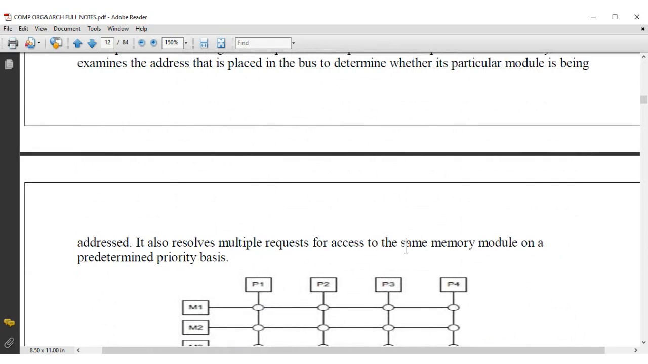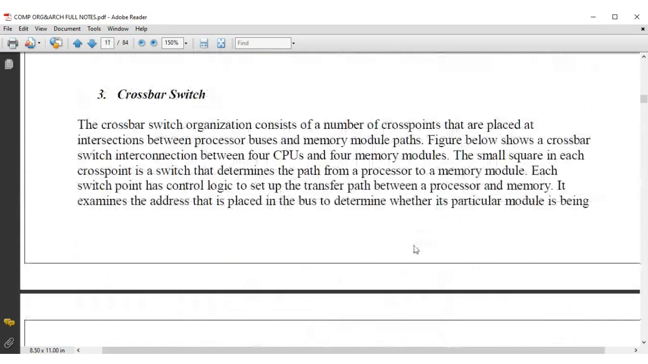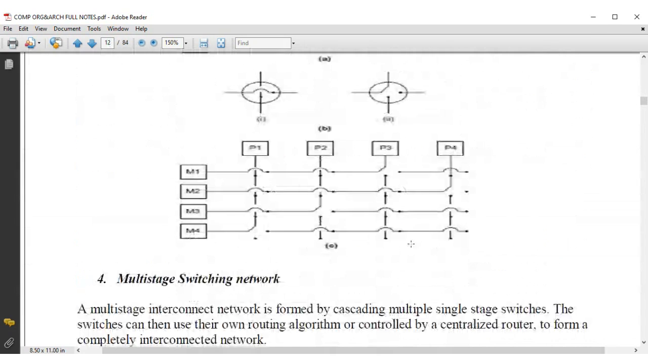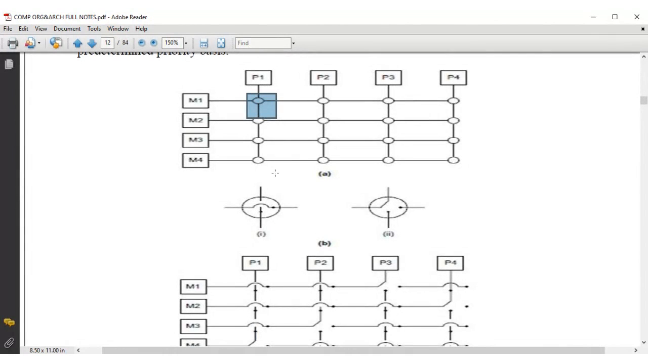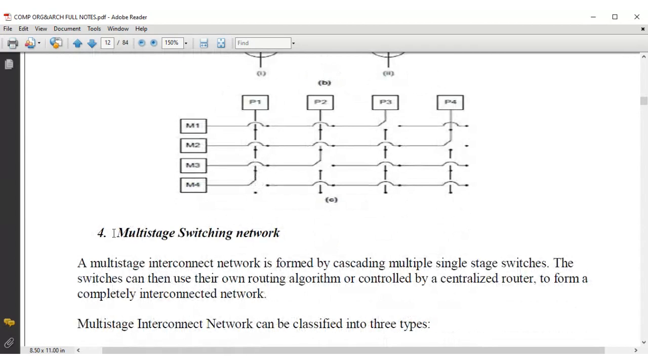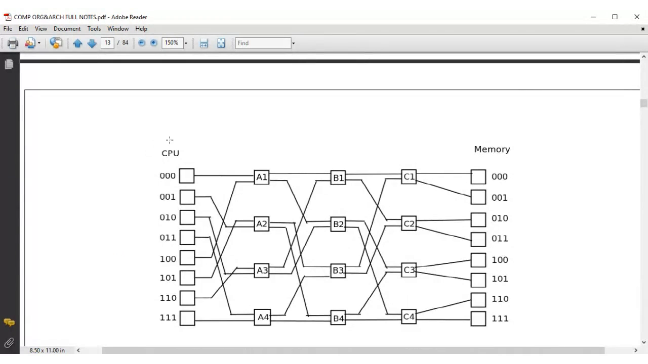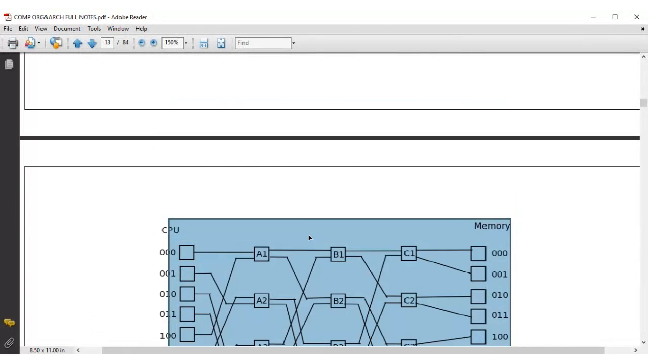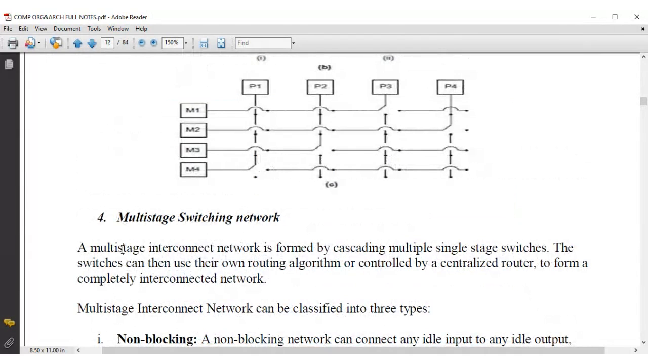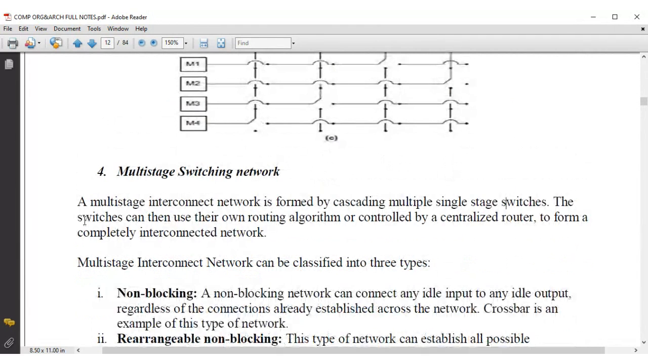The advantages and the disadvantages for multi-port and the crossbar switch are the same, because of ports there is efficient prioritization and such things. Then there is the multi-stage switching network. Now this one is a little bit complex, but let's discuss it. It is formed by cascading multiple single-stage switches. The switches can then use their own routing algorithm or be controlled by a centralized router to form a completely interconnected network. There are three types of multi-stage.